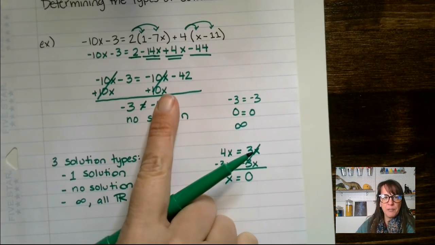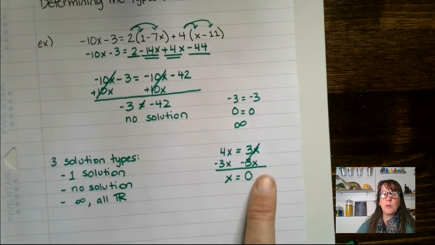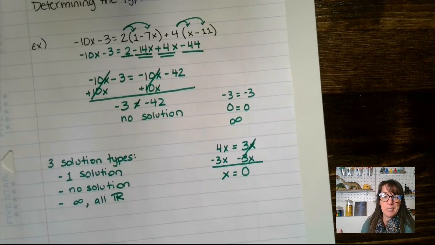So deal with your variables first by moving those over so that you don't end up in a situation like this and accidentally make that mistake saying, hey, this is a no solution.